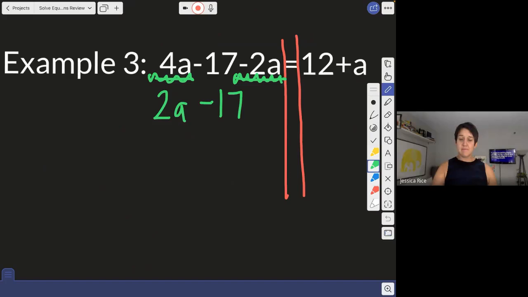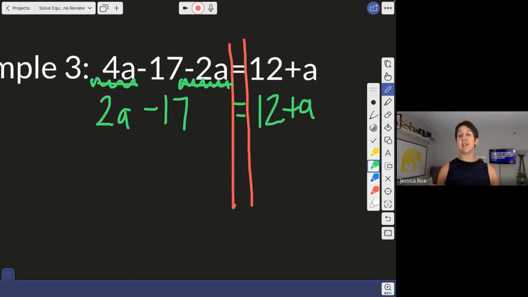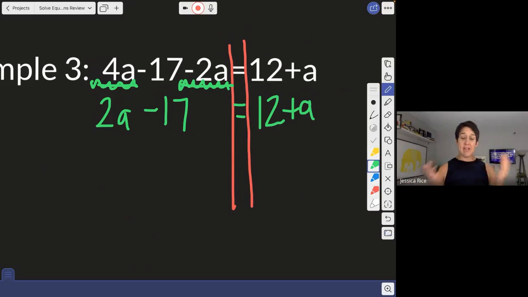On the right, I just copy what's on the right. I did not add anything to the left. I simply simplified the left. So I don't need to do anything to the right side. So that's it, 12 plus a. Okay, now we're ready to keep going. Now it looks a lot like the previous example. I have a's on both sides.